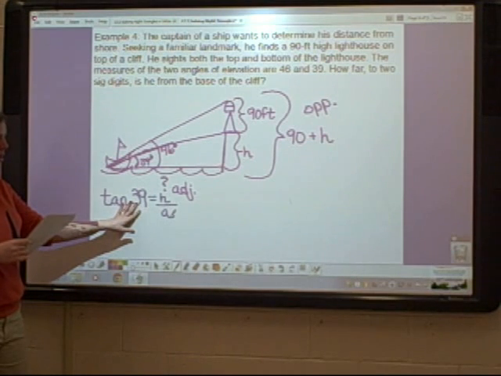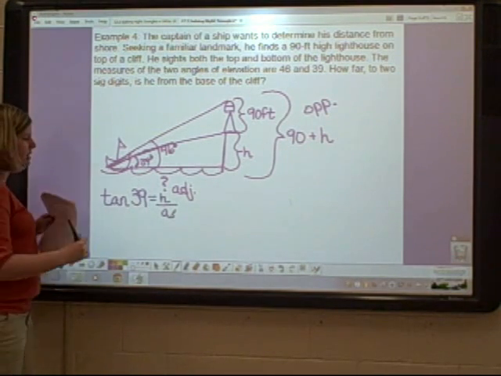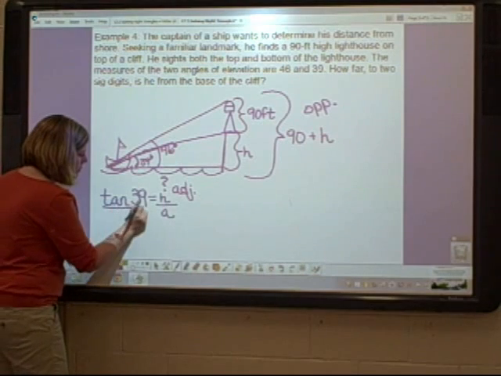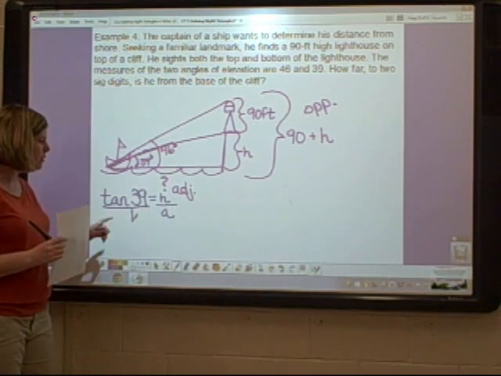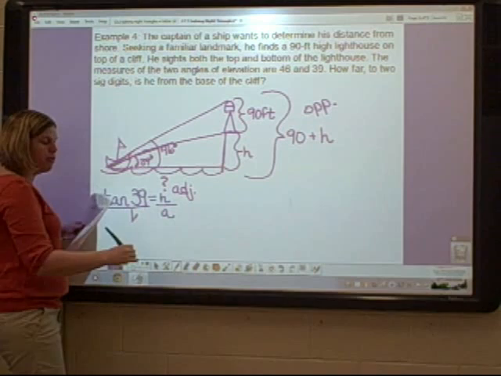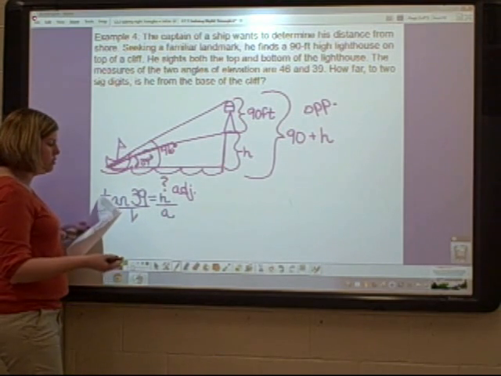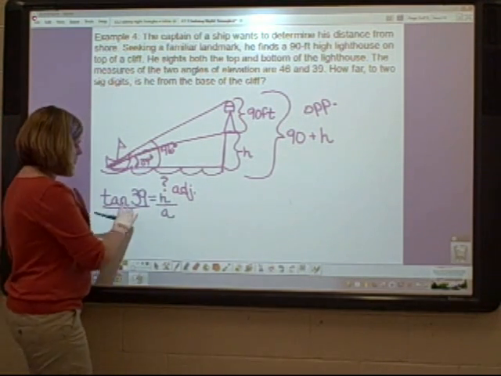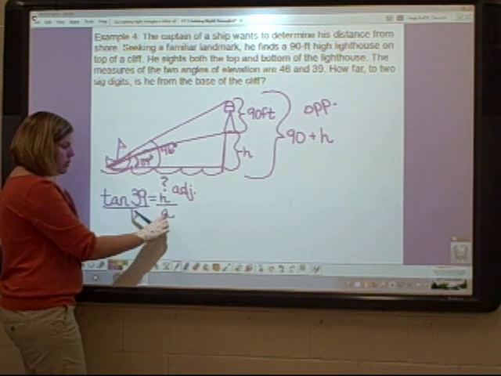Now what I want to do here is I do want to solve this as much as I can. So I'm going to put this over 1. I'm going to cross multiply. So I'm going to take the tangent of 39 on my calculator and make it into a decimal, which is 0.8098. So I change that into a decimal and multiply it by a.